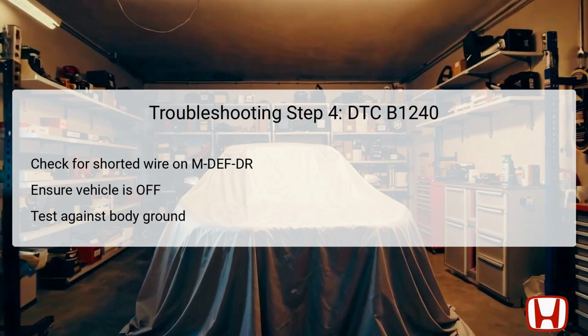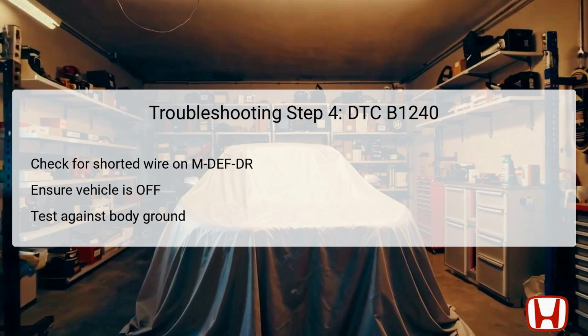In this step, the focus is on checking for a shorted wire related to the MDEF-DR line. Begin with the vehicle in the off-lock mode, ensuring a safe working environment. As in the previous steps, the climate control unit connector B24P and mode control motor 5P connector should remain disconnected. Employ a multimeter to measure continuity between test point 1 at climate control unit connector B24P number 20 and test point 2 at body ground.